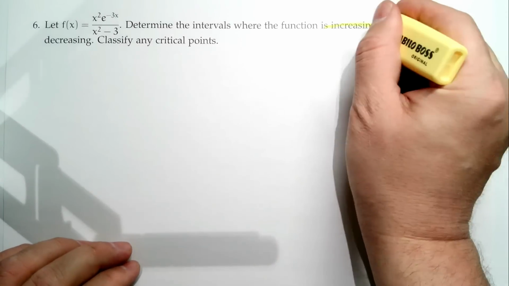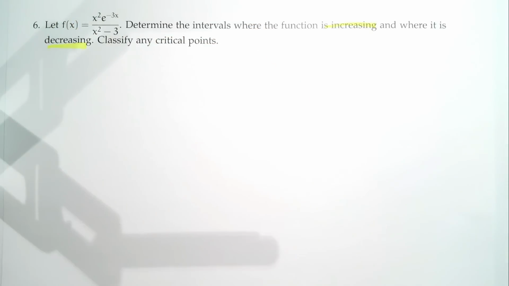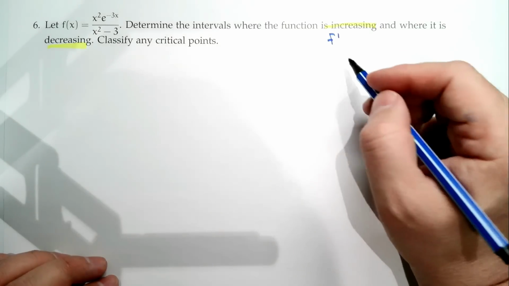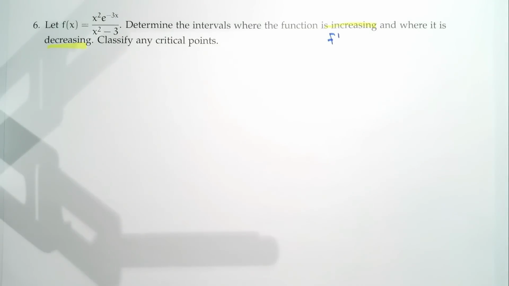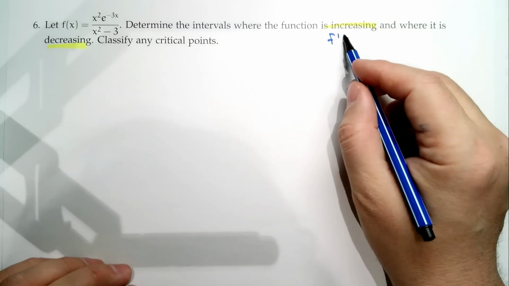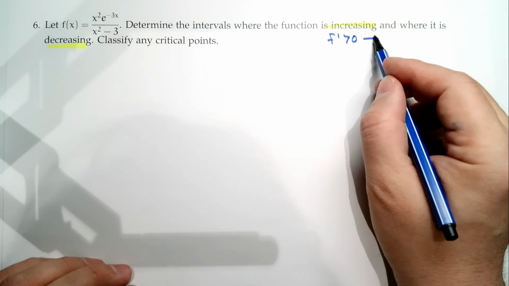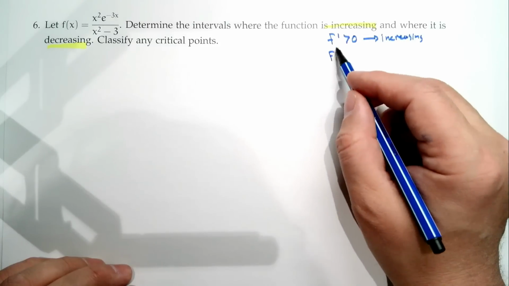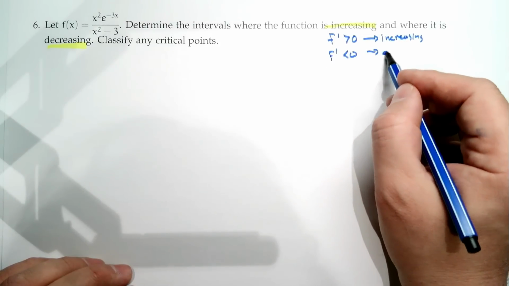When you see increasing and decreasing, that's an indicator that we need to be talking about the derivative. So whenever you see increasing, decreasing, you know I'm dealing with the derivative. In particular, f prime is positive corresponds to increasing, and f prime being negative corresponds to decreasing.